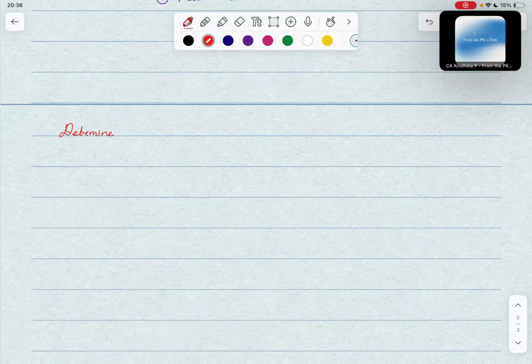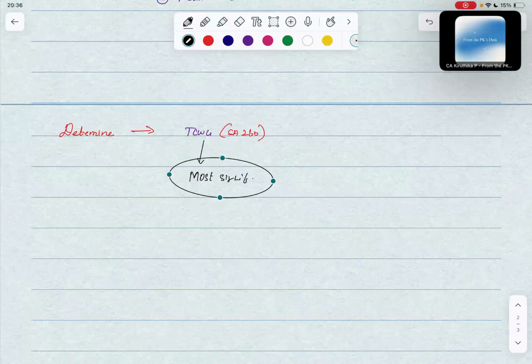From which matters is the KAM determined? It is from those matters that are communicated to TCWG under SA 260. Perfect. So from these matters, we are going to determine which are most significant. In determining which are the most significant, there are three important things which shall be taken into account.